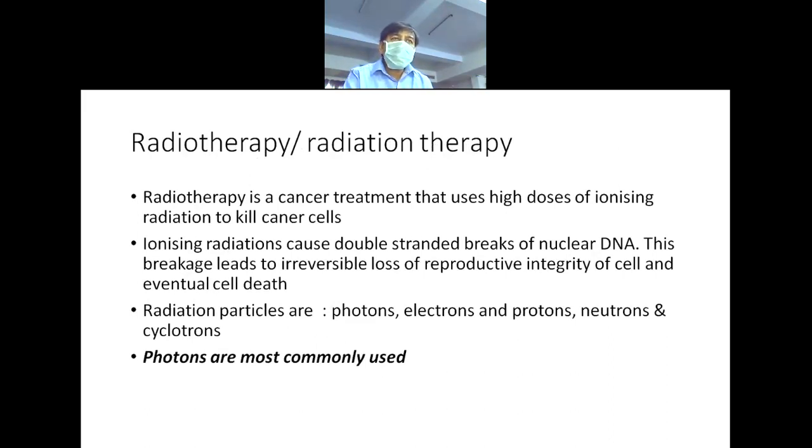So radiotherapy is a cancer treatment that uses high doses of ionizing radiation to kill the cancer cells. These ionizing radiations damage and kill the cancer cells by causing double-stranded breaks in the nuclear DNA. The radiation particles used in radiotherapy are photons, electrons, protons, neutrons, cyclotrons. But mostly the particles used in radiotherapy are photons.